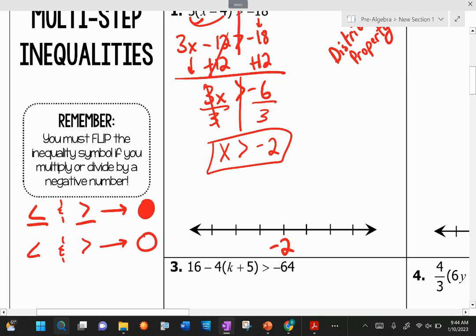Okay. Number two, negative 2 goes on your number line. Is it going to be an open or closed point? Open. And x is greater than negative 2, so we're going to graph it to the right.